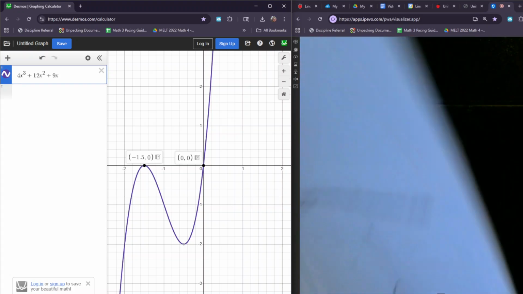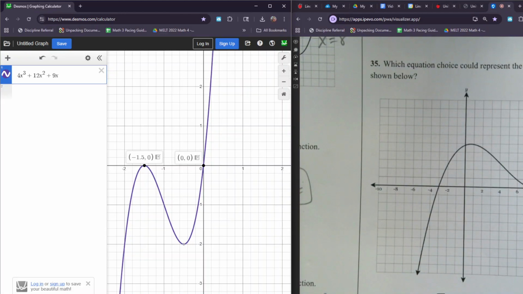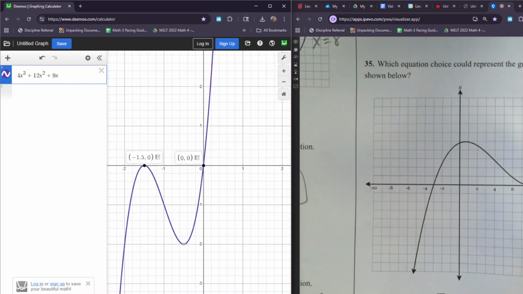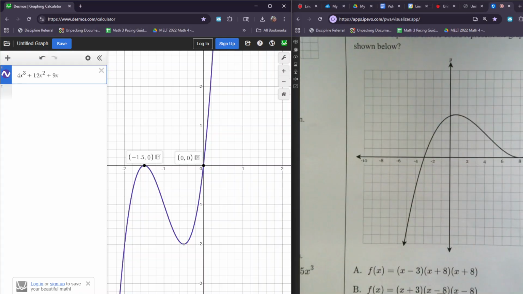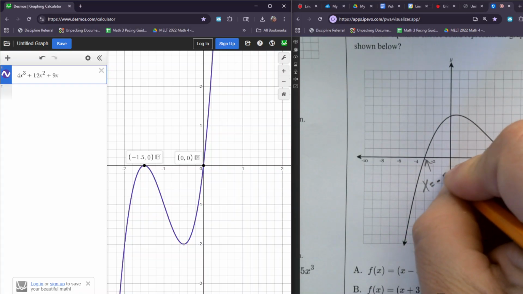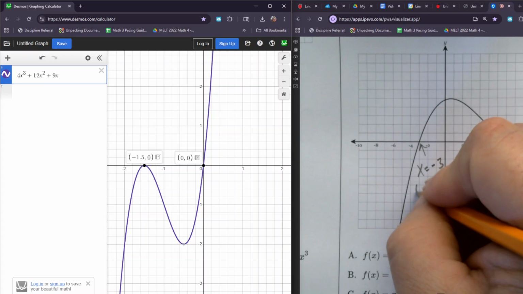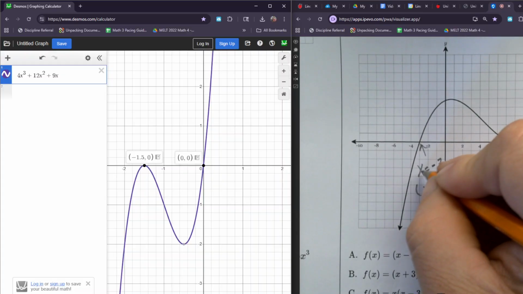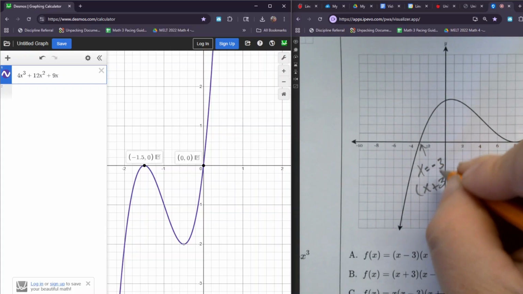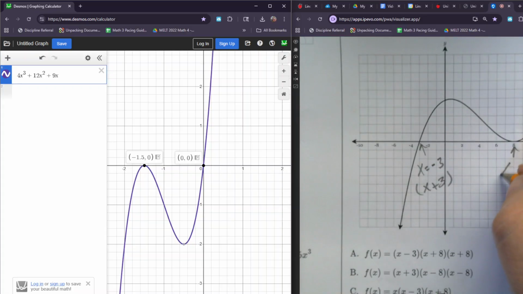All right. Which equation choice could represent the graph shown below? Okay, so now guys, first of all, that's a single root. Now, if I change the solution or the root to a factor, if you've been paying attention in class, you should know how to do this. It's just x, drop your equal sign, change the sign of the number you have, so make it a +3. That's a single root. Now you got this guy right here. That's x equals 8. So that would be x minus 8.